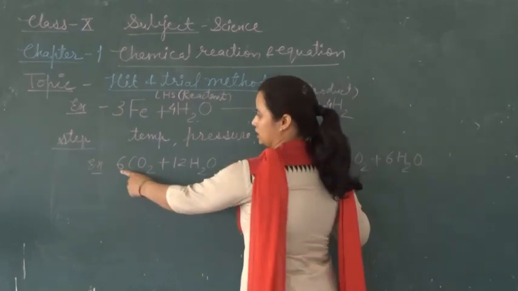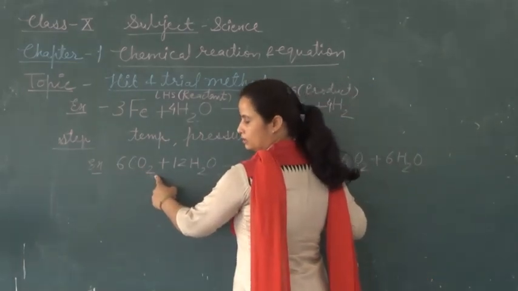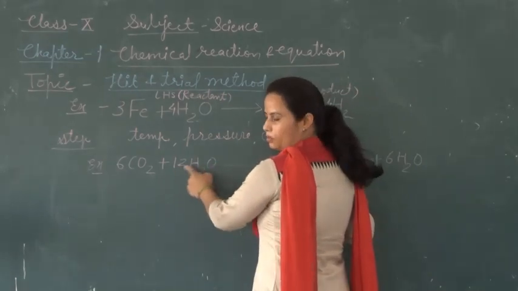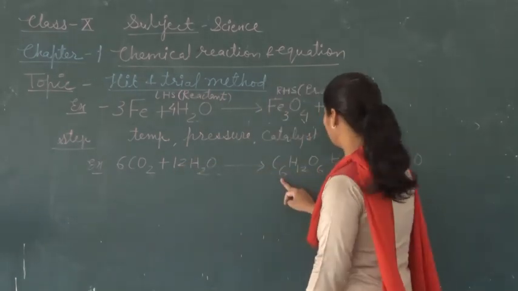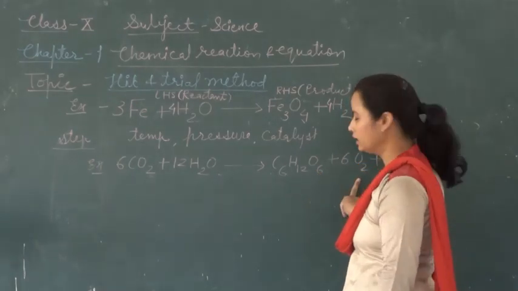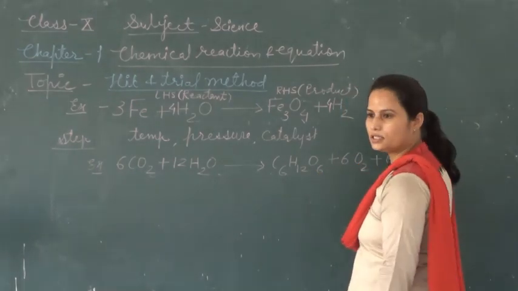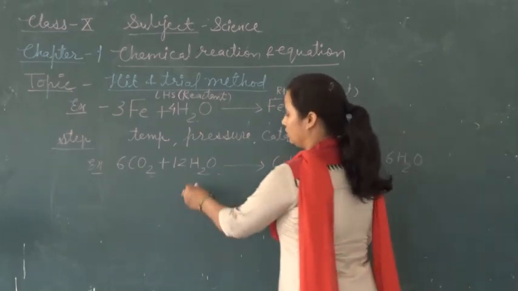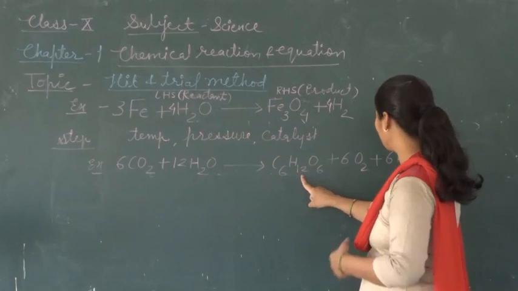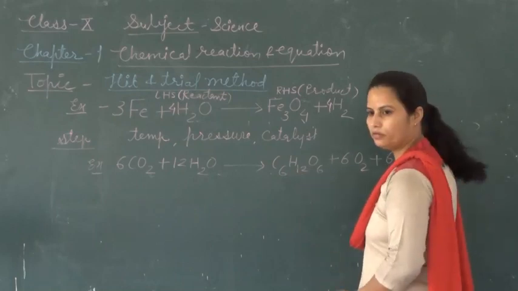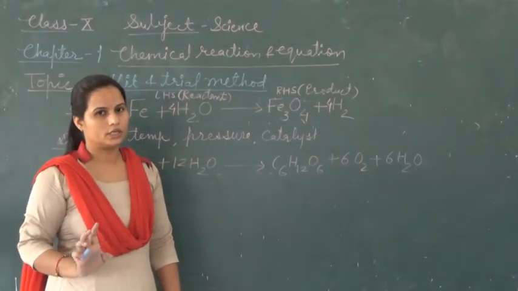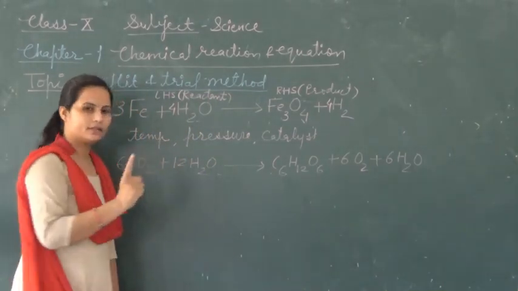The number of oxygen in 6 CO2 is 12, and here also 12 oxygen, so total 24. Here the oxygen is 6 and 12, 18, and 6 is 24. The number of hydrogen atoms is 24: 12 here and 12 in 6 H2O, total 24. So it is a balanced equation.